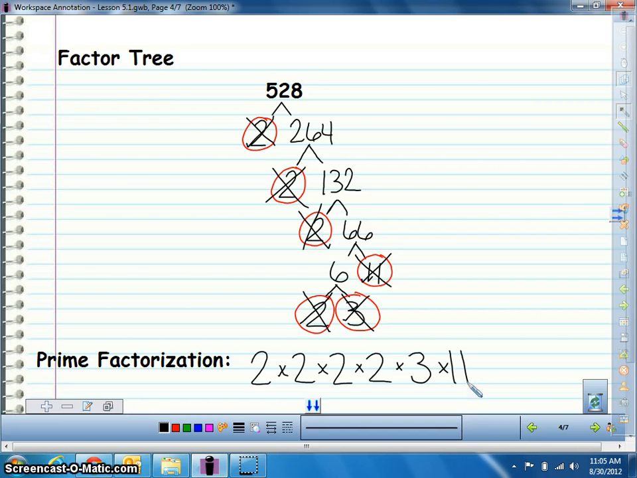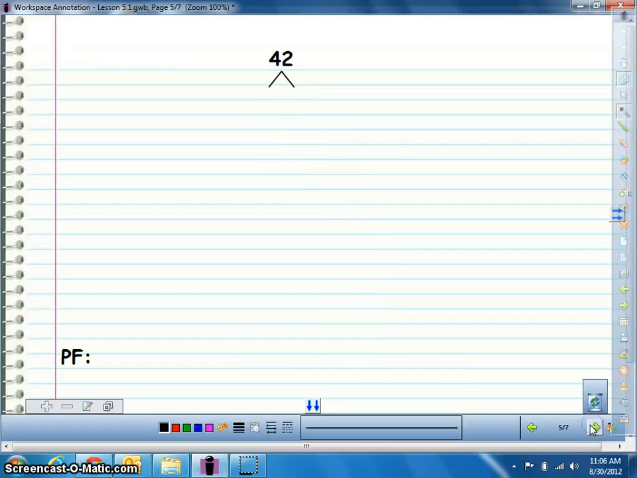And you can always check your answer by taking out a calculator and plugging in 2 times 2 times 2 times 2 times 3 times 11, and your answer should be 528. Let's try it again with a little bit more familiar numbers. We've got 42.